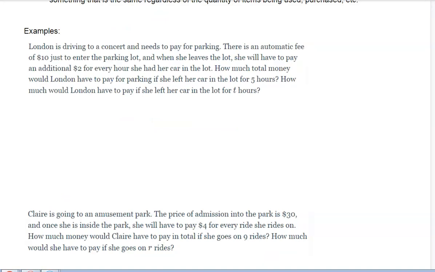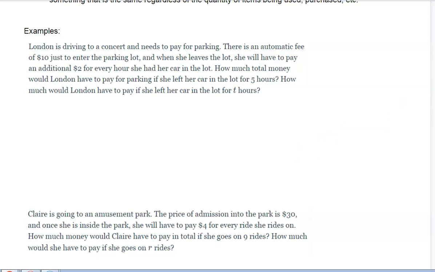Okay, London is driving to a concert and needs to pay for parking. There is an automatic fee of $10 just to enter the parking lot. And when she leaves the lot, she'll have to pay an additional $2 for every hour she had her car in the lot. How much total money would London have to pay for parking if she left her car in the lot for 5 hours? How much would London have to pay if she left her car in the lot for t hours?